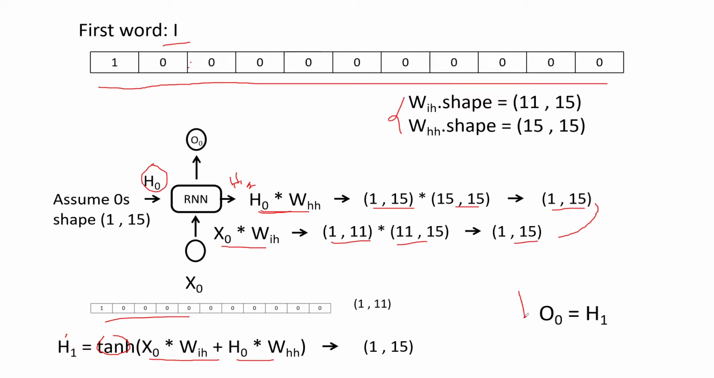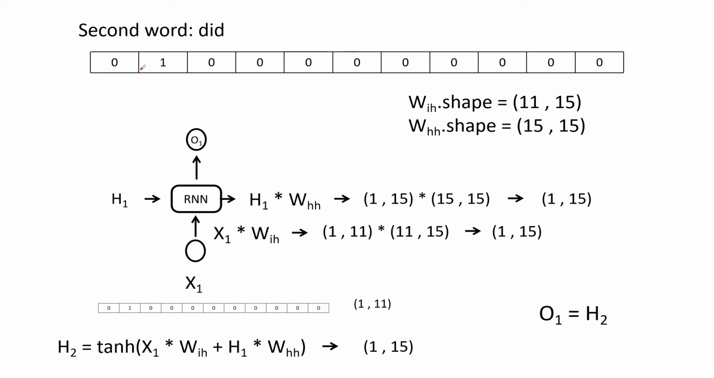Now the important thing to remember is O of 0. This is in PyTorch, Elman RNN. There is another RNN where one more weight is used, so there O of 0 will not be equal to H of 1. Here, whatever is calculated as H of 1, the same thing will go as output, and the same thing will go as the hidden state for the next layer. So let's see another one.